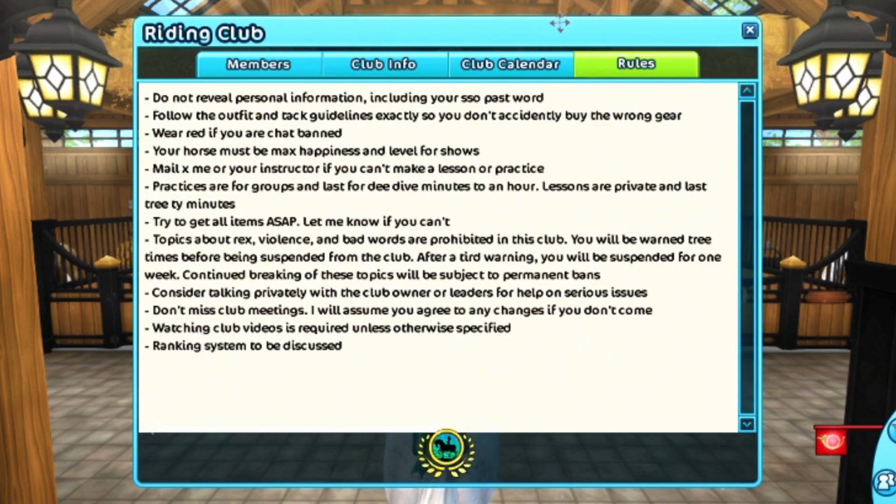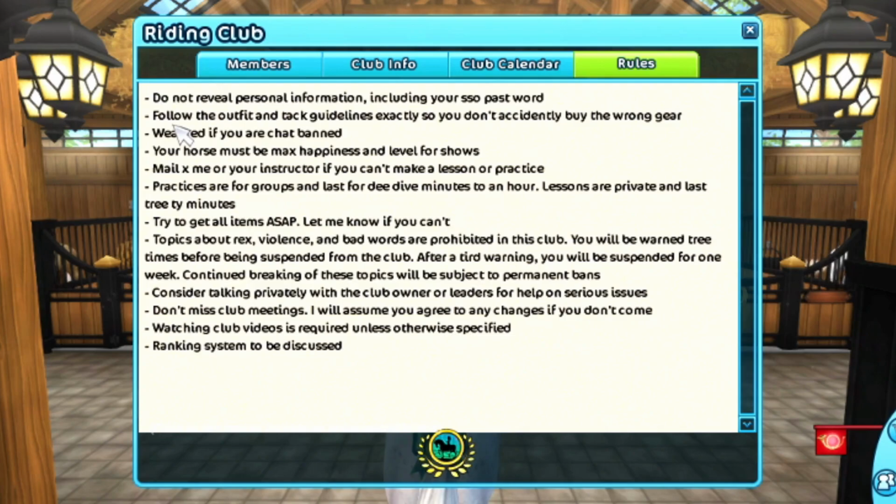There are quite a few rules here, and I need to explain a few of them. So the first one is, do not reveal any personal information, including your SSO password. It is extremely unsafe to talk about your login information for SSO. It is also extremely unsafe to talk about information that would identify you in real life, such as how tall you are, your hair color, where you go to school, how old you are, what state you live in. Do not talk about that with any club members or any players that are outside of this club. Do not talk about that with anybody.